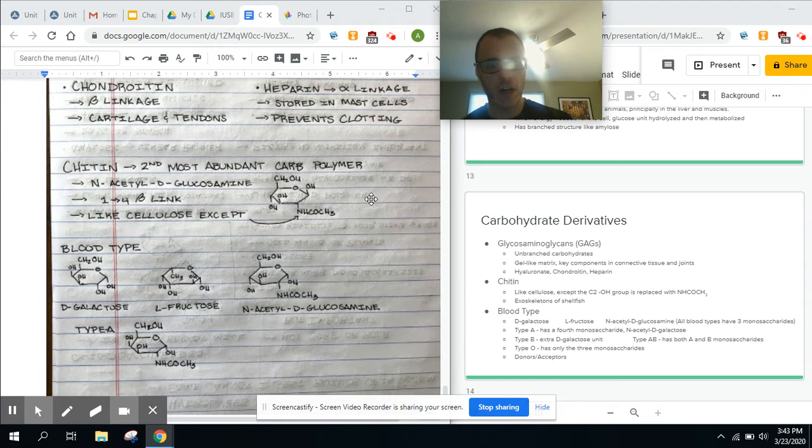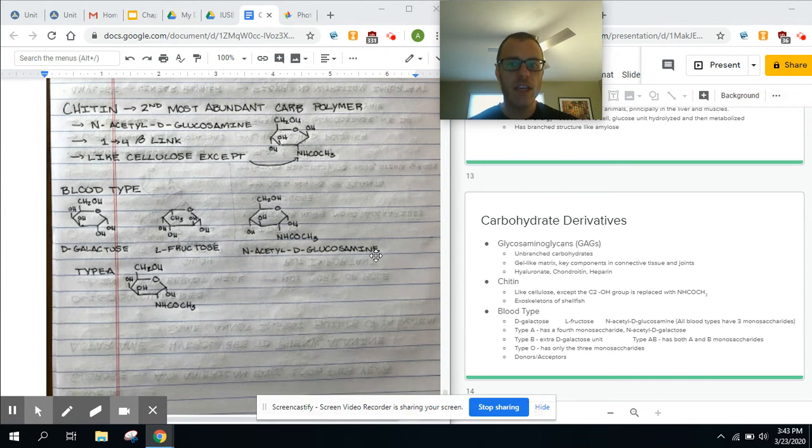Chitin, this is kind of weird. It's the second most abundant carbohydrate polymer. So it utilizes this N-acetyl D-glucosamine, and this is what we have here. This is where that N-acetyl thing comes in. It uses 1,4 beta linkage, and it's just like cellulose, except it's got this chunk right here. And as you can see, I've written down here, it's in the exoskeletons of shellfish. So this is utilized in a lot of different shells. So it's kind of like a weird little compound.